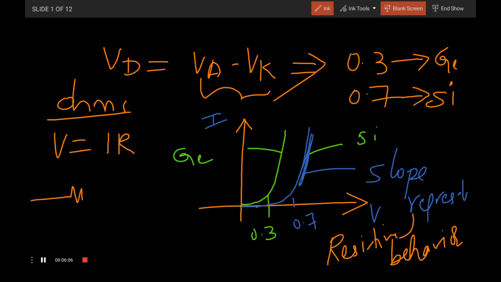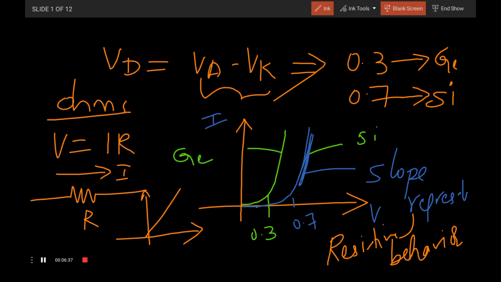Suppose you are taking a resistor R, and this is the current passing through the resistor. If the current increases, obviously the voltage drop across this resistor also increases. That means it is linearly increasing: as the voltage increases, the current increases. It maintains linearity like this, so a resistor behaves as a linear element.